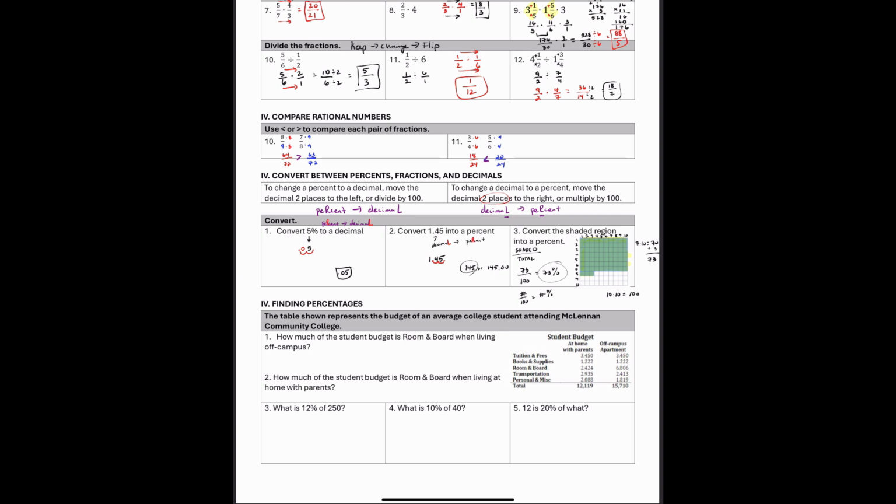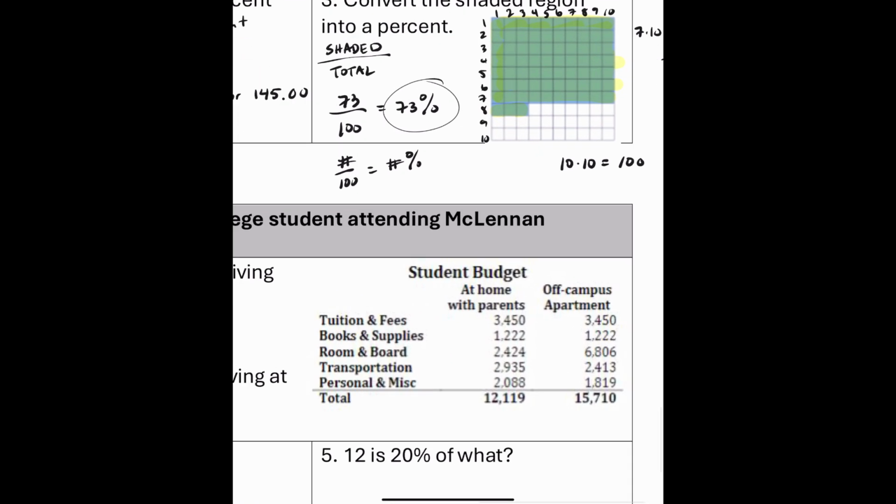Okay, so what we have here is a table, and it says the table shown represents the budget of an average college student attending a community college. So number 1, it says how much of the student's budget is room and board when living off campus. What I want to do right now is just look at the table real quick and see what's going on. So we have budget where you live at home with your parents versus living off campus at an apartment. So we have some items here: tuition fees, books and supplies, room and board, transportation, personal and miscellaneous things, right?